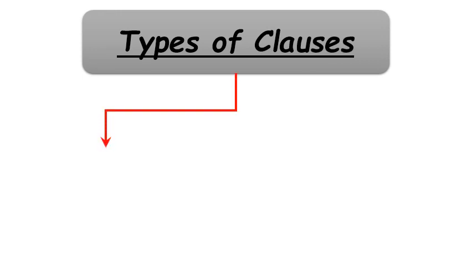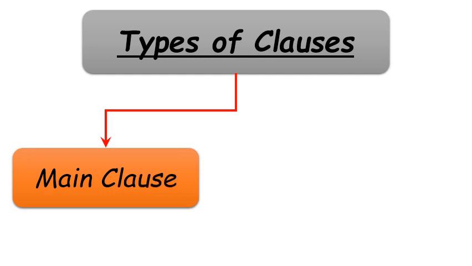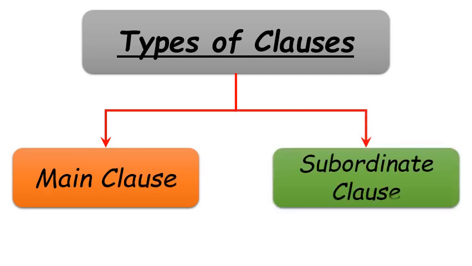Let's see how many types of clauses there are. Number 1, main clause. Number 2, subordinate clause. So there are two types of clauses, main clause and subordinate clause. Main clause is also known as principal clause or independent clause. Subordinate clause is known as dependent clause.